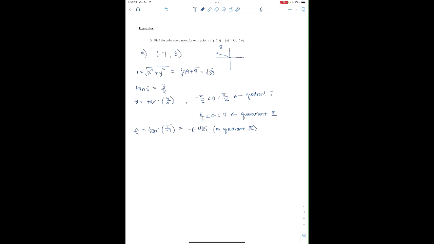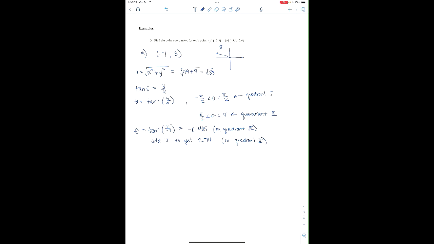And remember what we did before in those examples to get into the other quadrant, we just added pi. So we're going to add pi, and that will get us 2.74, which is in quadrant 2. And that's what we wanted.